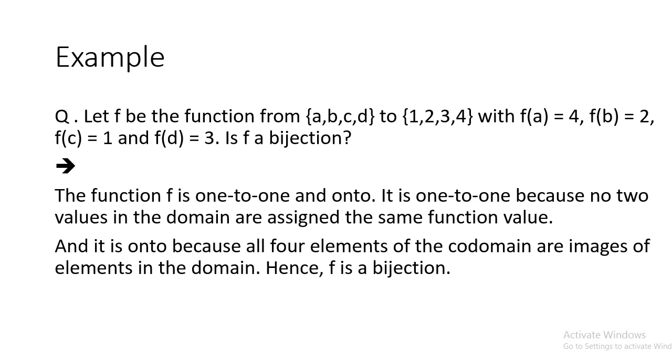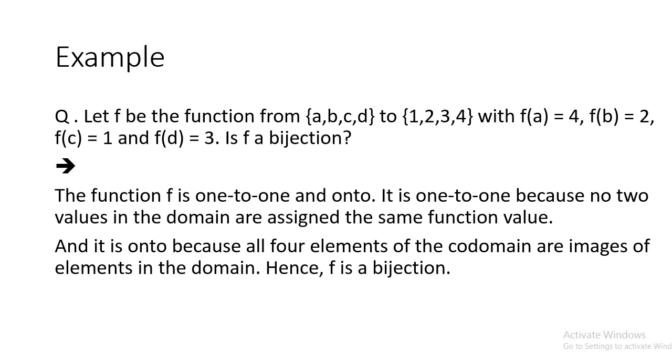Why? See in the question itself, what is the mapping? f(a) = 4, f(b) = 2, f(c) = 1 and f(d) = 3. So no two values in the domain are assigned the same function value. All the values in the domain are assigned different function values or different images. So the first condition is satisfied. Now check for the next condition, that is the onto condition.